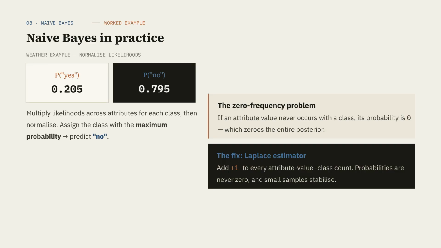Beware the zero frequency problem, where a missing feature causes a 0 probability. The Laplace estimator fixes this by adding 1 to all counts.